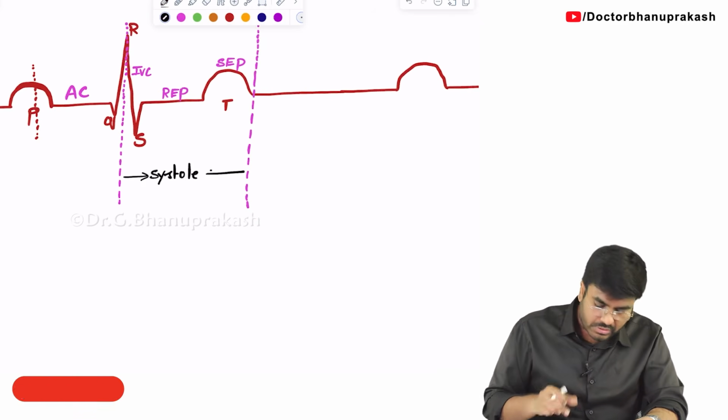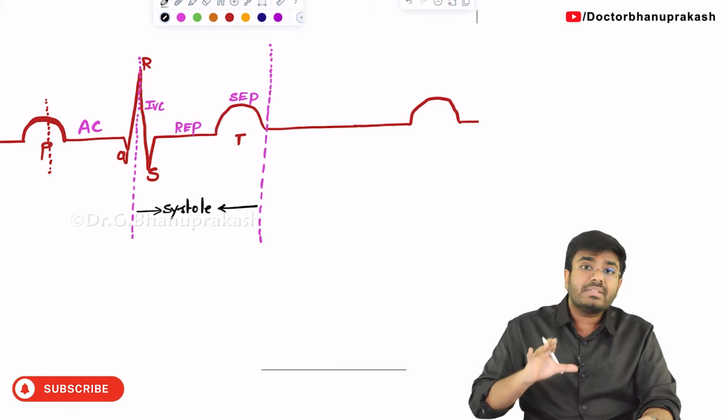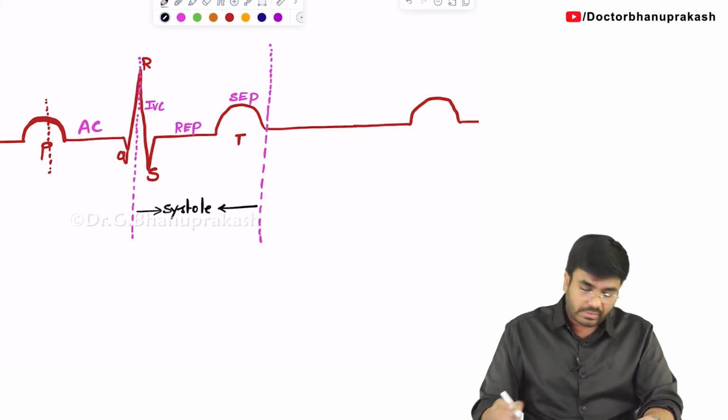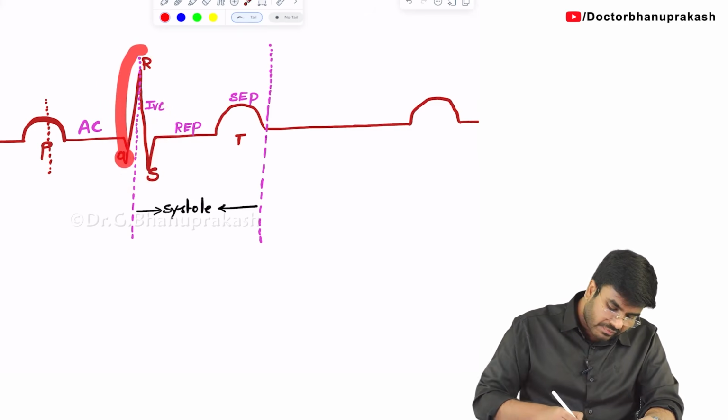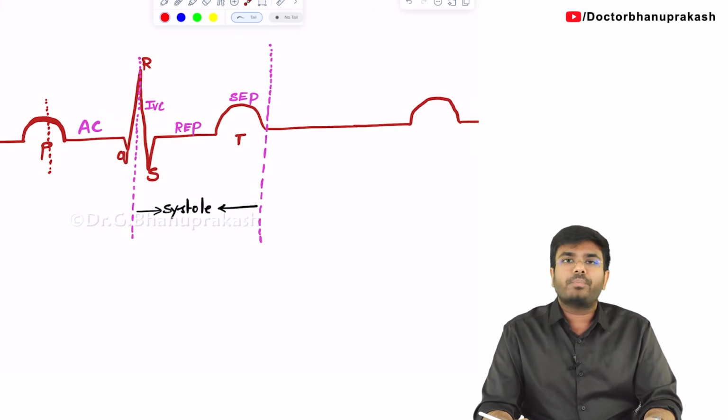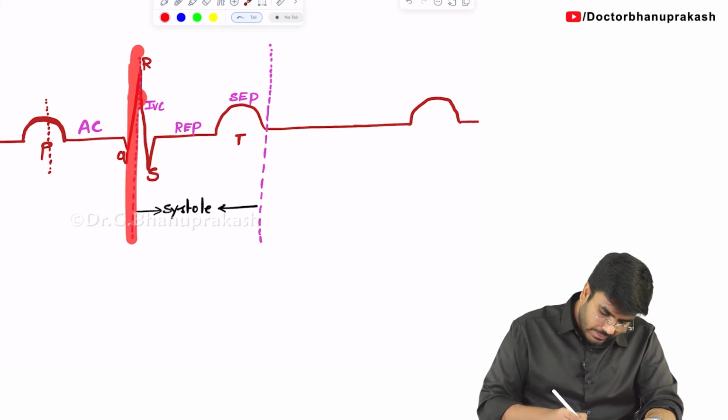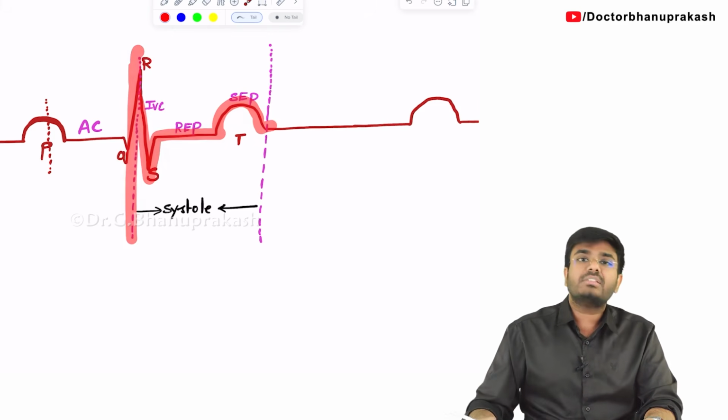Okay, so most of the students lack basics. This is the exact thing which they don't know. They will always think that QRS means ventricle is contracting. So this is the place of the ECG where ventricle is contracting? No, all this area from here till here, all this area ventricle is contracting.